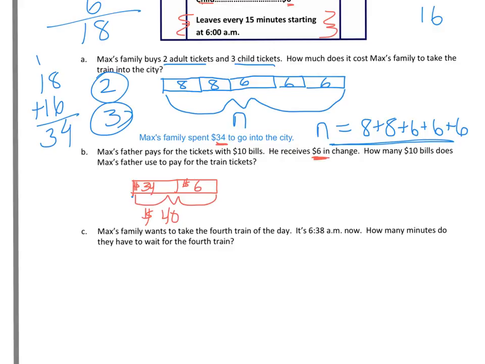Now that isn't going to get my variable yet, or my letter, because now I need to figure out how many $10 bills Max's father used to pay for the $40. So I know my total is 40, and I need each of these boxes to be 10. So what it's really saying is, how many 10s do I need to get up to 40? So I can write it as n equals 40 divided by 10. And the reason why I'm doing 40 divided by 10 is I want to see how many groups of 10 I can pull out of 40.